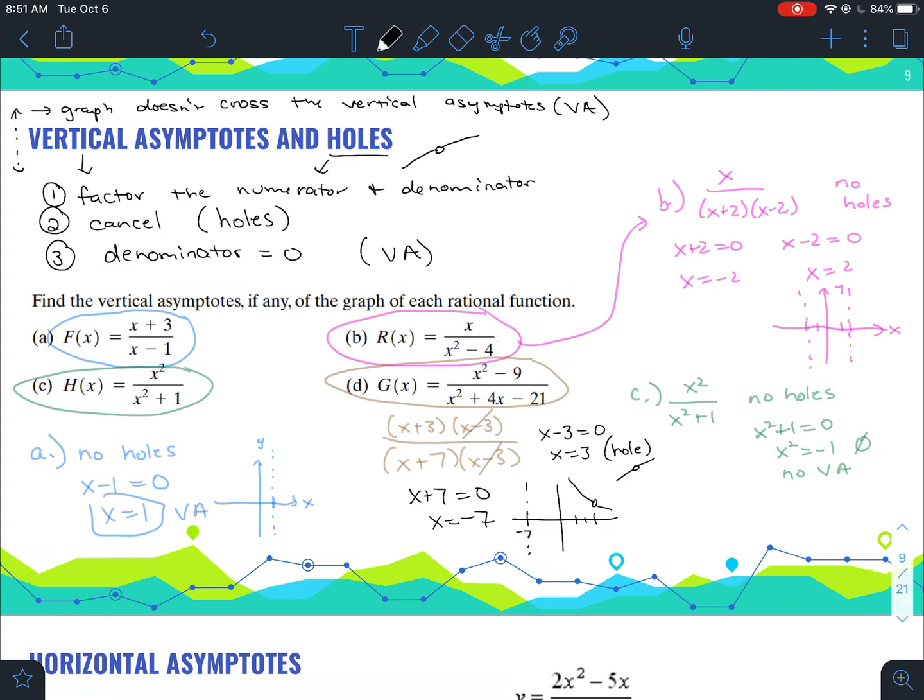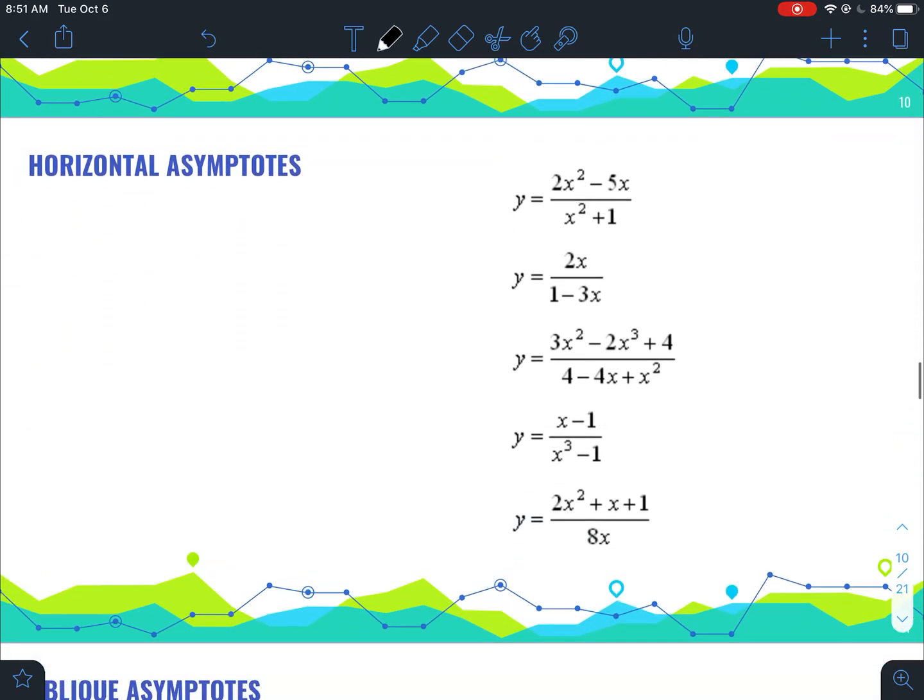So those are vertical asymptotes and holes. So again, to find vertical asymptotes and holes, you factor the numerator and the denominator. Whatever cancels after you factor, that creates a hole. Whatever's left in the denominator, set it equal to 0, and those make vertical asymptotes. Horizontal asymptotes. So horizontal asymptotes are the asymptotes that go left and right, and they tell you about the end behavior of the graph. So what are the tails of the graph doing?